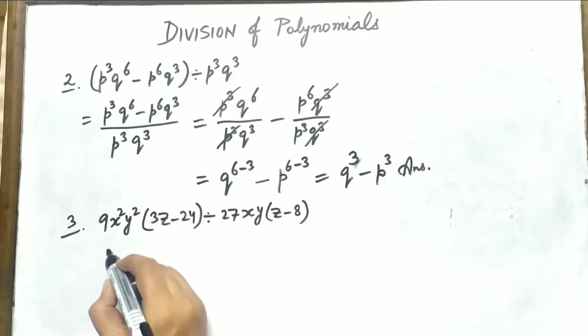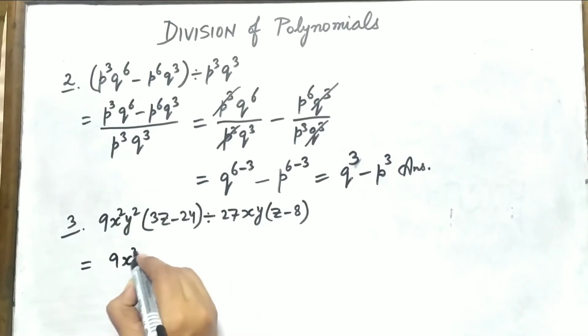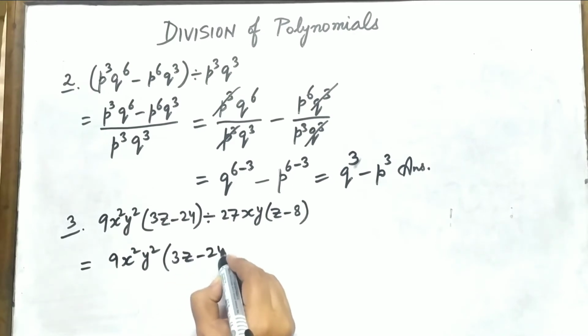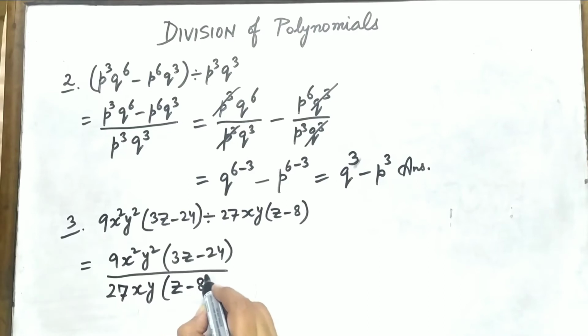Given the next sum, we write it in the division form: 9x square y square (3z minus 24) divided by 27xy into (z minus 8).